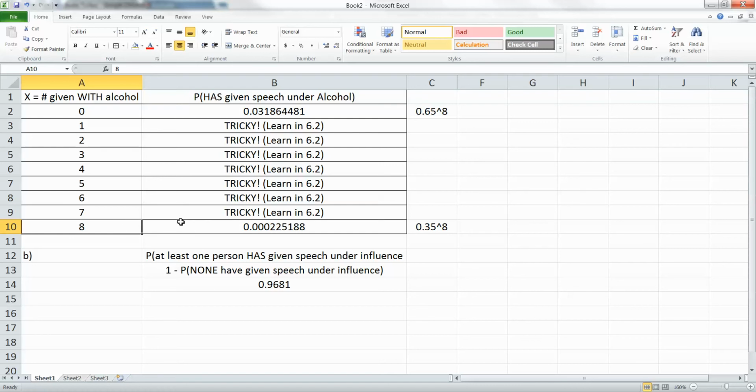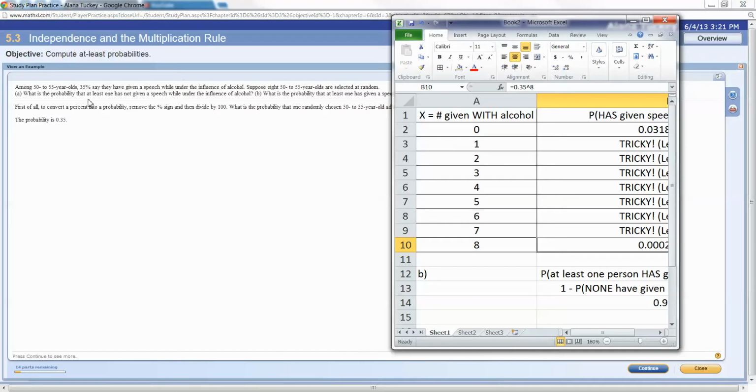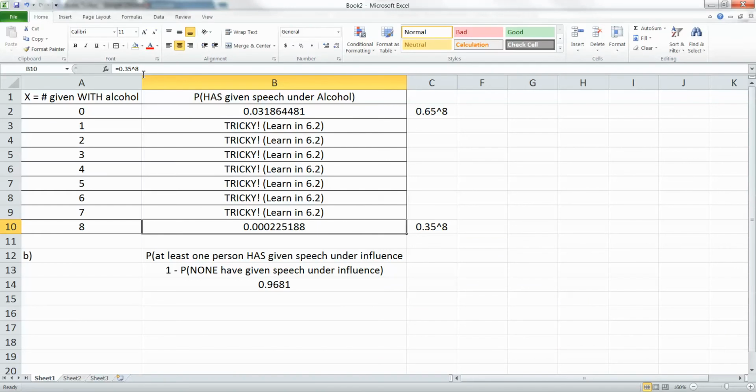Now the trick is that the first probability and the last probability are actually pretty easy to find. It's all the ones in the middle that are a giant pain. So let's think all 8 of them. If the chance of giving a speech under the influence of alcohol is 0.35, then you want the first one, the second one, the third one, and so on. So it's 0.35 to the 8 power, because you want 0.35 times 0.35 times 0.35, 8 times for the 8 people. So that's all 8 of them have.